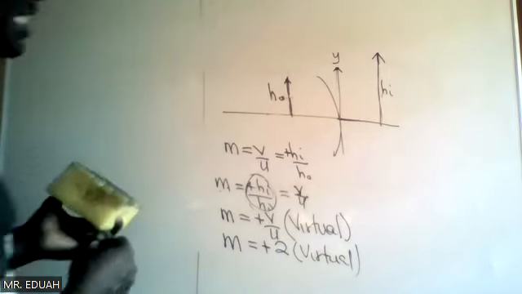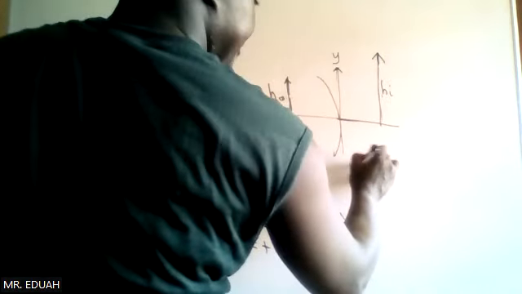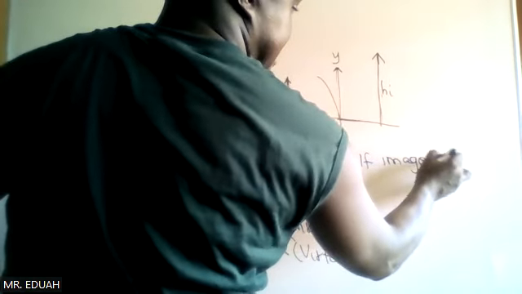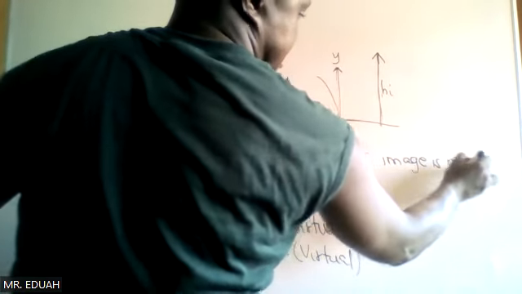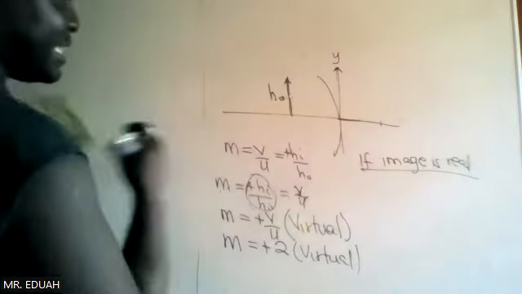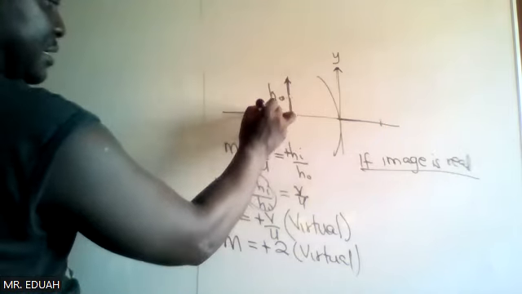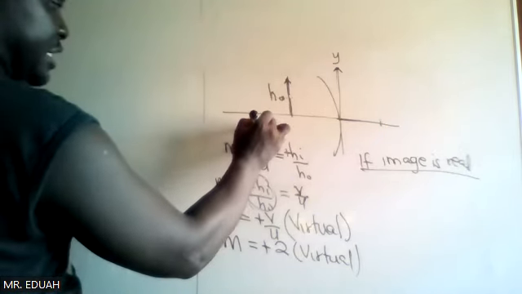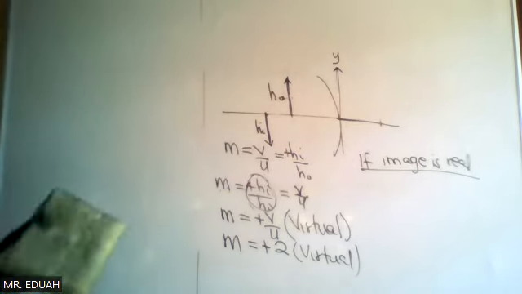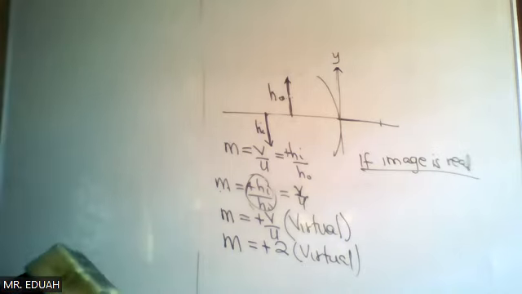Now, if image is real, real images are formed at the same side as the objects. So HI. Real images are always inverted.